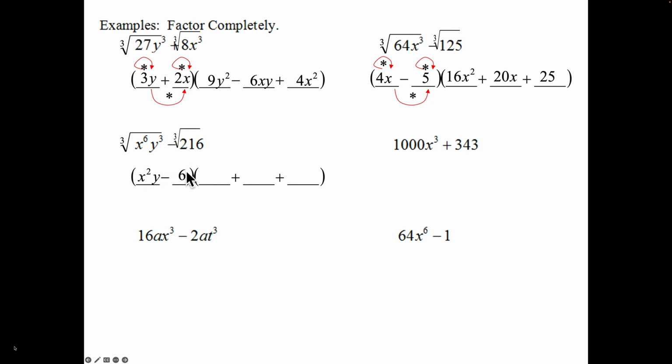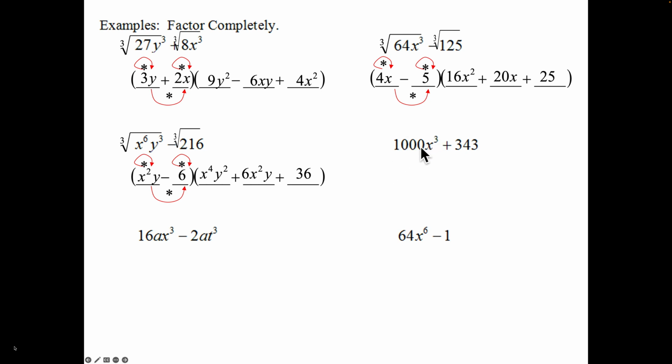Cube root of 216 we said was 6. Time to smile. x squared y times x squared y, x to the 4th y squared. x squared y times 6, 6x squared y. 6 times 6, 36. And we're done.